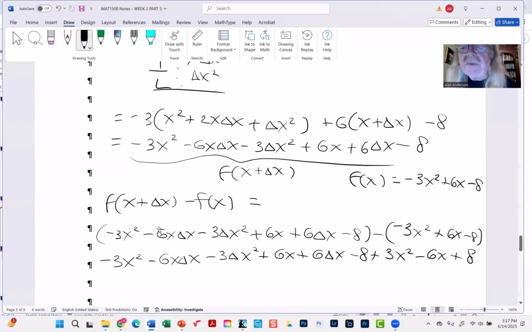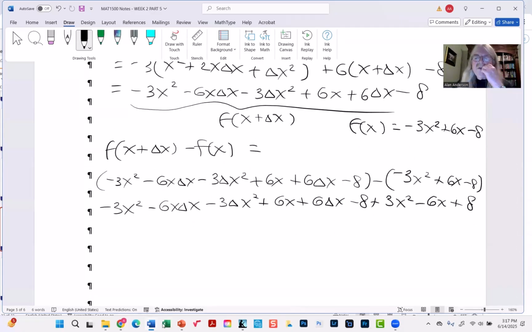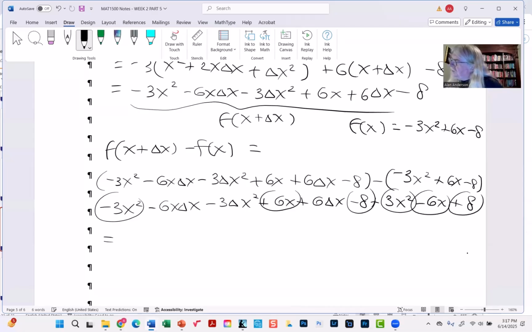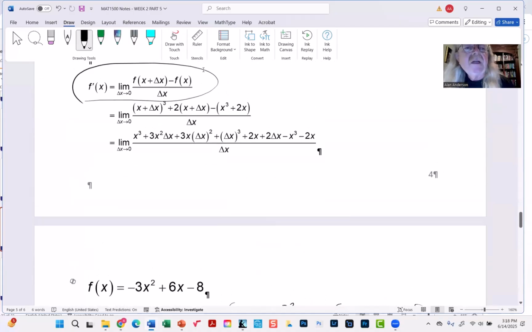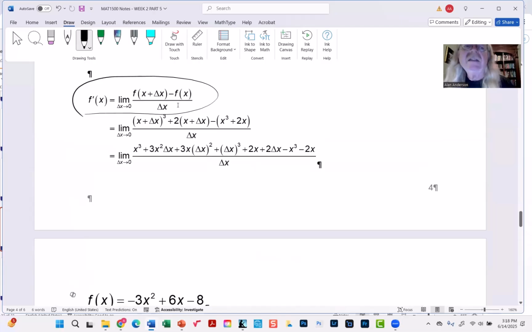Usually at this stage, some of these drop out. So we'll drop out these two, a couple more, and there's two more that can go away. So we're left with minus 6x delta x minus 3 delta x squared plus 6 delta x. So that's the numerator of our expression. Now we have to divide by delta x and then take the limit.